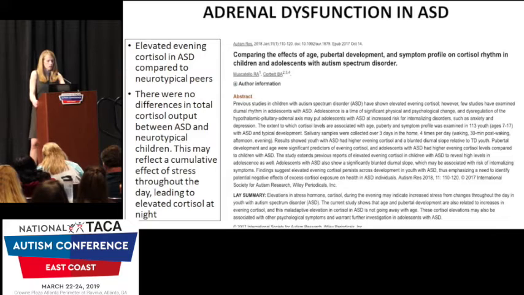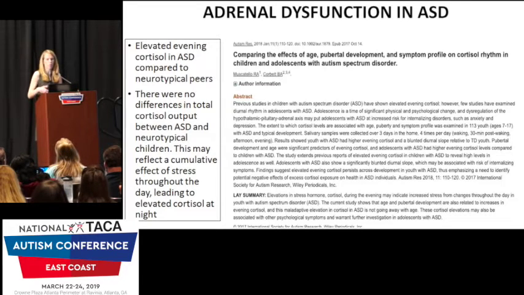Here, we are looking at comparing the age effects of children with ASD. What they did was they took measurements over a 3-day course at 4 different points throughout the day, and then compared them to neurotypical kids. What they found was that children on the spectrum had higher cortisol levels in the evening, but also possibly that children on the spectrum didn't make more cortisol than a neurotypical child. They just seemed to have a cumulative effect of cortisol that built up throughout the day so that it was higher in the evening.